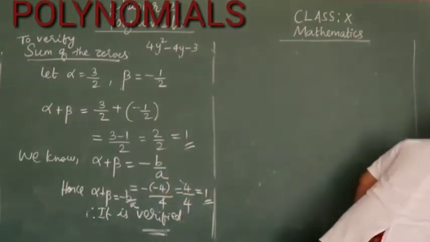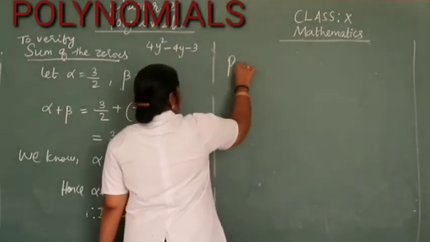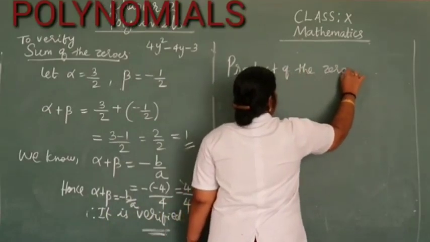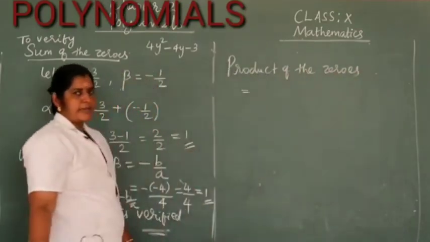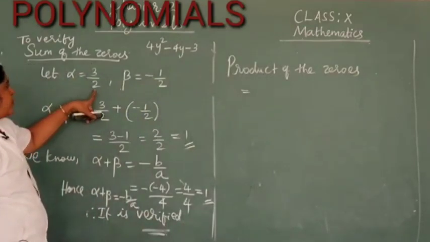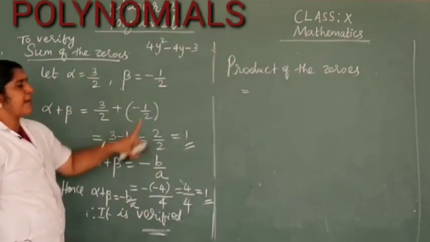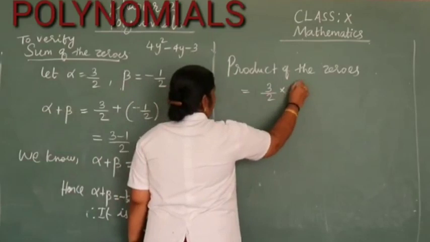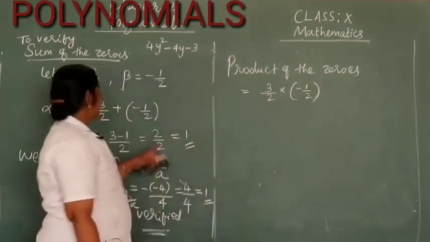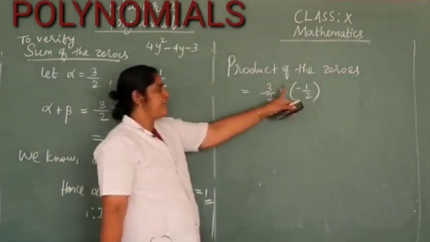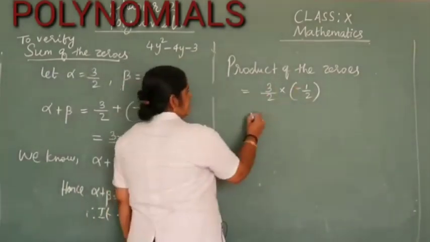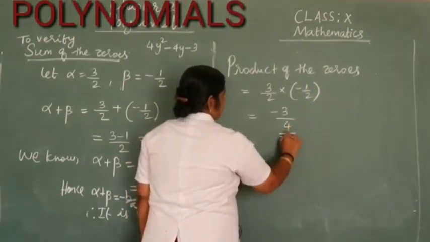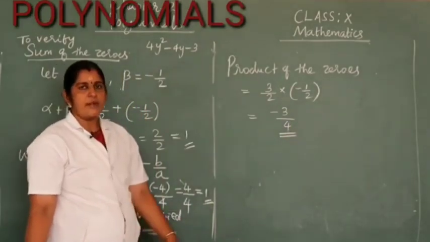So product of the zeros. First we can do by the direct method. First zero, what is the first zero? 3 by 2. And the second zero is minus 1 by 2. So what happens when you multiply this? 3 by 2 into minus 1 by 2, you multiply the numerators and multiply the denominators. So that is equal to 3 into minus 1, minus 3, by 2 into 2, 4. So product of the zeros we got minus 3 by 4.